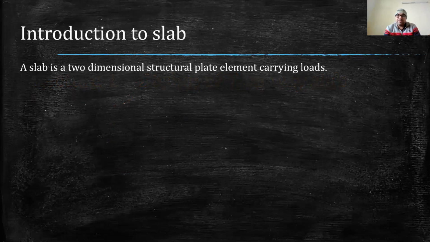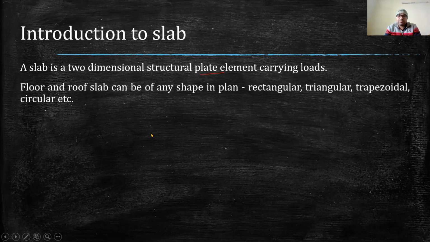So basically slabs are like a structural plate element, and they are generally used to cover an area, or they act as a horizontal enclosure of the building. So the slab can be a floor slab, it can be a roof slab, and it can be of any shape. It can be in the rectangular plane, it can be triangular, it may be trapezoidal, or it may be circular. It may be of any shape as a plane.